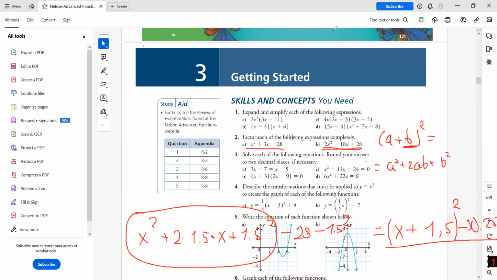Same one for this one, but here you have to use a different formula, the square of a difference. A minus b squared equals a squared minus 2ab plus b squared. If you look here, this is exactly what we're getting here. With 2x squared, we can factor out 2 right away. So let's see what we're gonna get. We're gonna get 2 bracket opens x squared minus 9x plus 14.